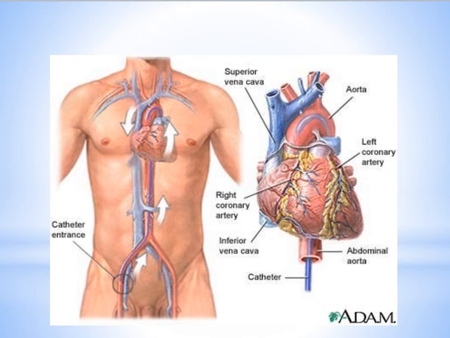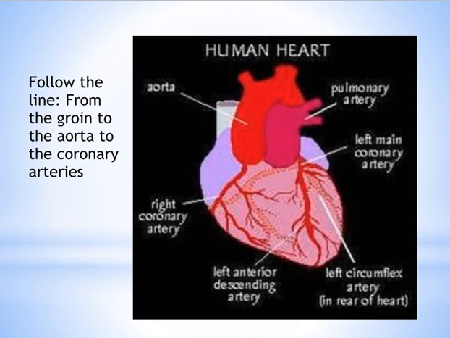This picture just shows you how that catheter gets inserted in the groin, threaded up through the heart to access the coronary arteries. And this one is the heart blown up to show you how we go from the aorta to the coronary arteries to look at them.